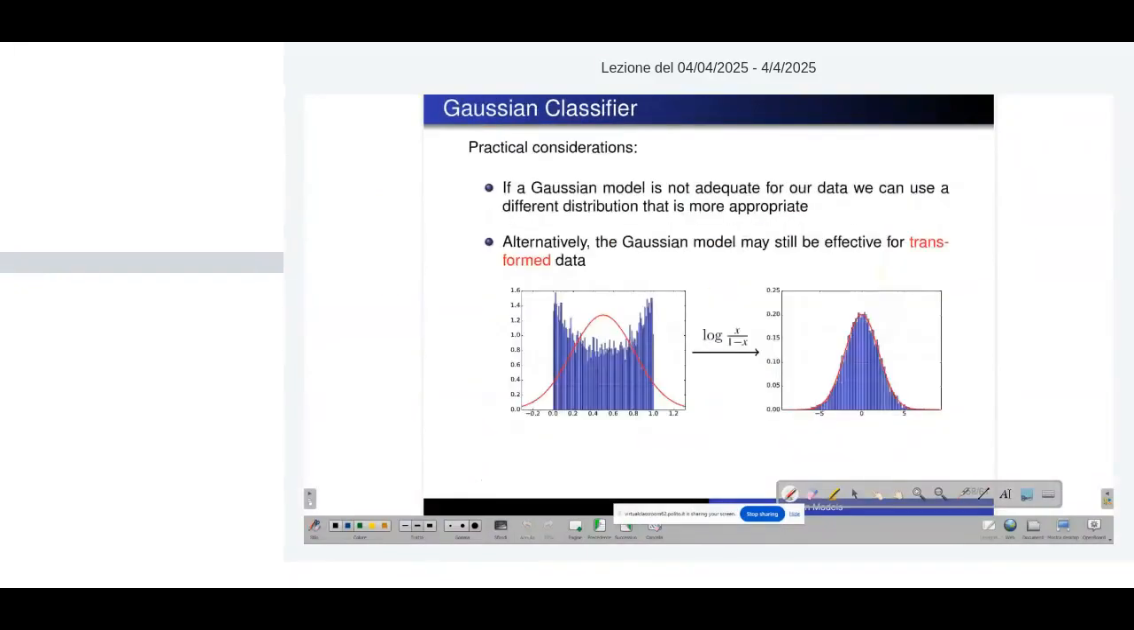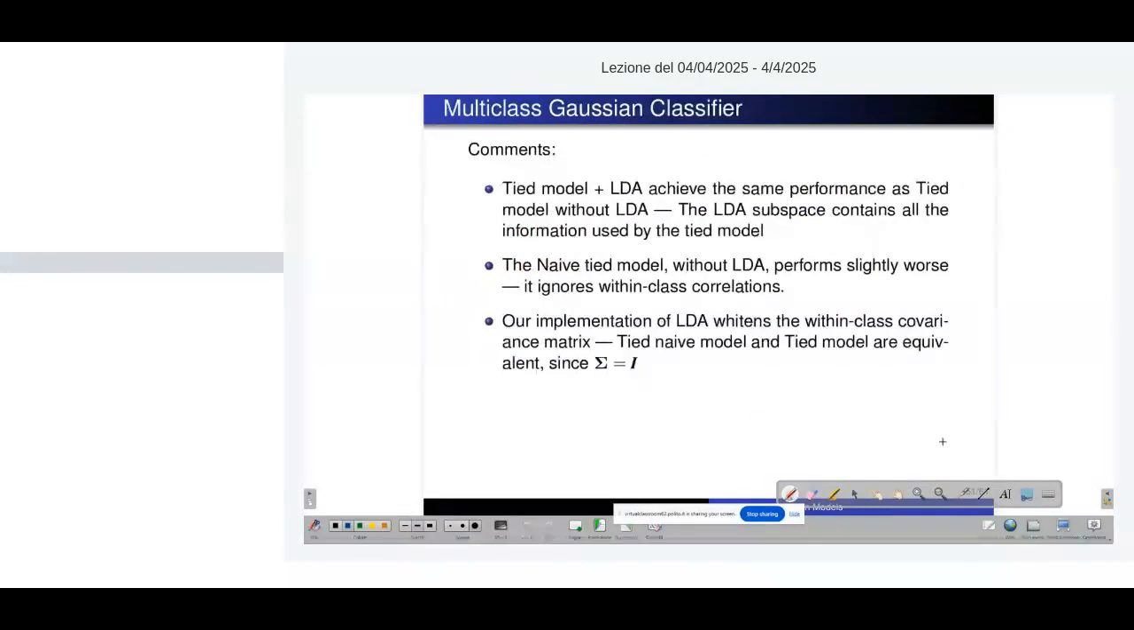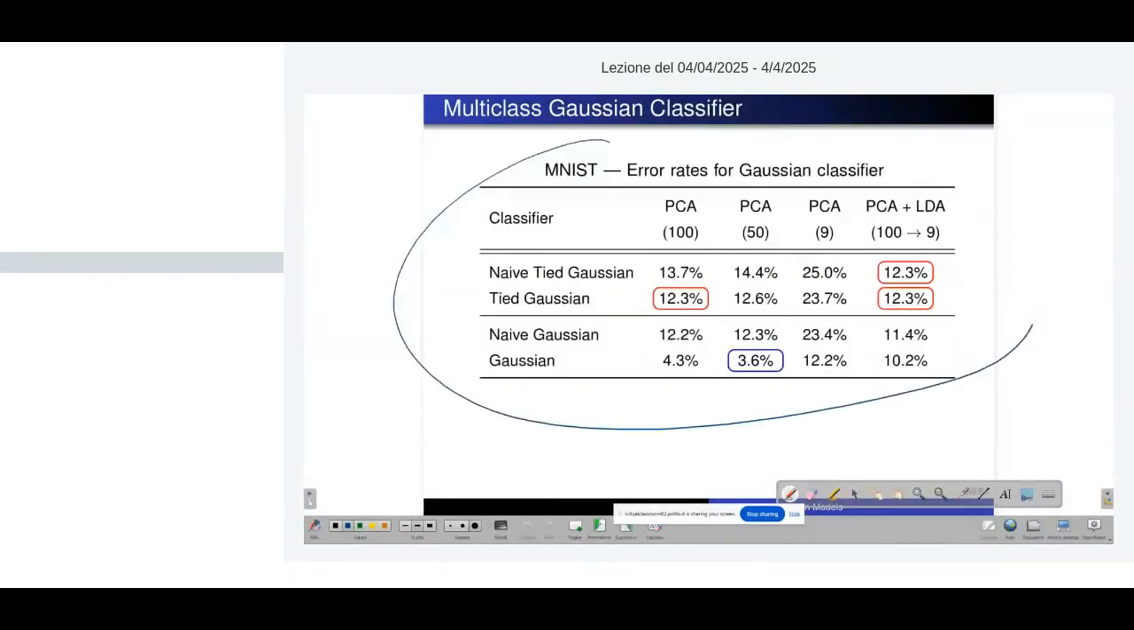This I will say a couple of words after. Here, for example, we can see the error rate on the MNIST for the different models. For the moment, we didn't discuss this, so let's just ignore this line.